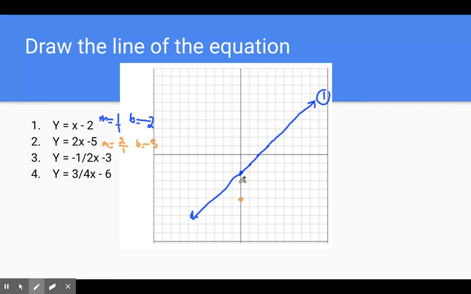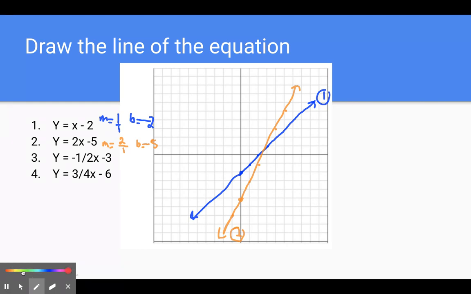We're going to go up 2 over 1, up 2 over 1, up 2 over 1, and so on and so forth. We can go down 2 over 1 that way. And that is going to be our line there. That is line 2.